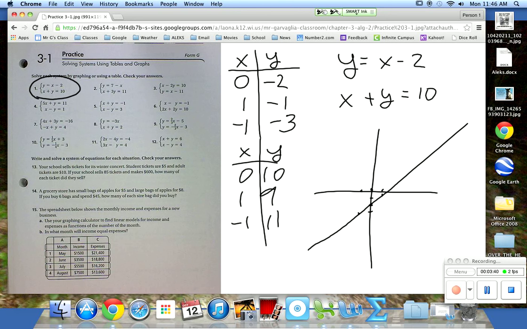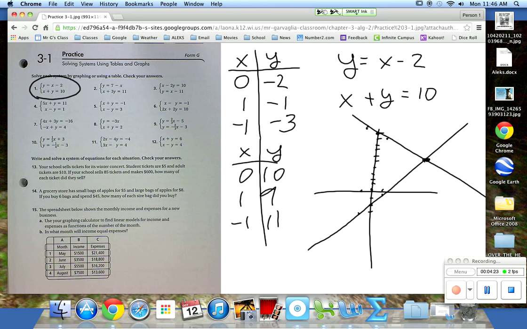So, let's see, one's in there. Let's go 1, 2, 3, 4, 5, 6, 7, 8, 9, 10. Okay? We start here. We go over 1, we go to 9. We go over -1, we go to 11. So my line goes through something like this. This point right here, that is a solution for my X and Y on this.